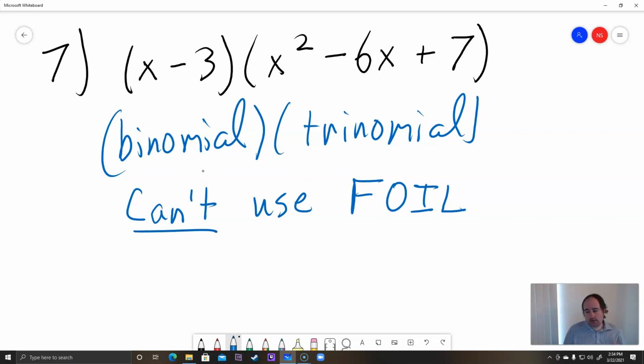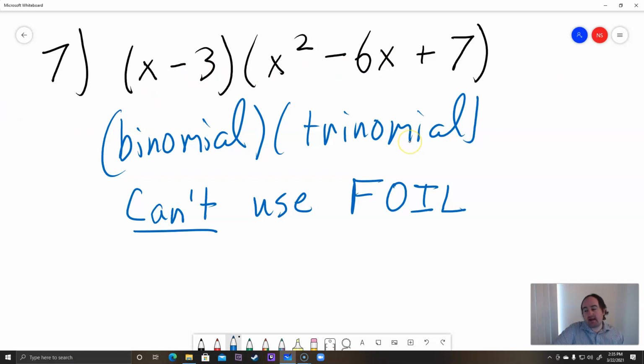Well, there's 2 ways of doing it that I know of. The first way is what I recommend to most people, which is to distribute. Okay? So when I say distribute, it's a little bit confusing, but basically you distribute this x to every single term there, and you distribute the negative 3 to every single term in the second polynomial. So you're going to have a total of 6 terms, because 2 times 3 is 6.